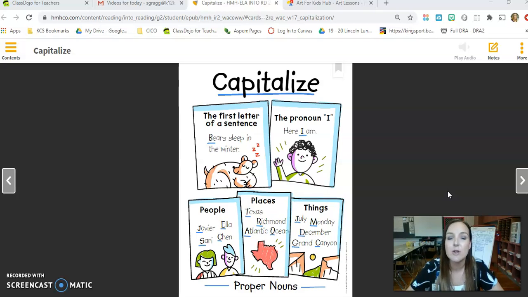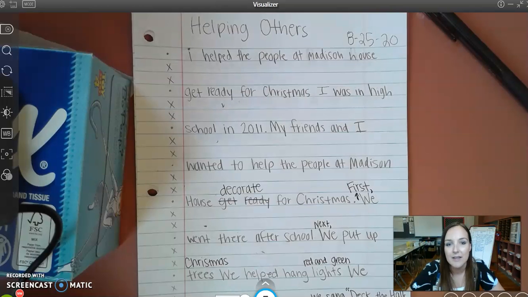So if you write a story about your dog, for example, you would capitalize your dog's name. If you write it about your cat, capitalize your cat's name. If you write about your sister or brother or cousin, make sure you capitalize their names. So we're going to go back and look at my story that I was working on, and we're going to see if I need to edit any of it.